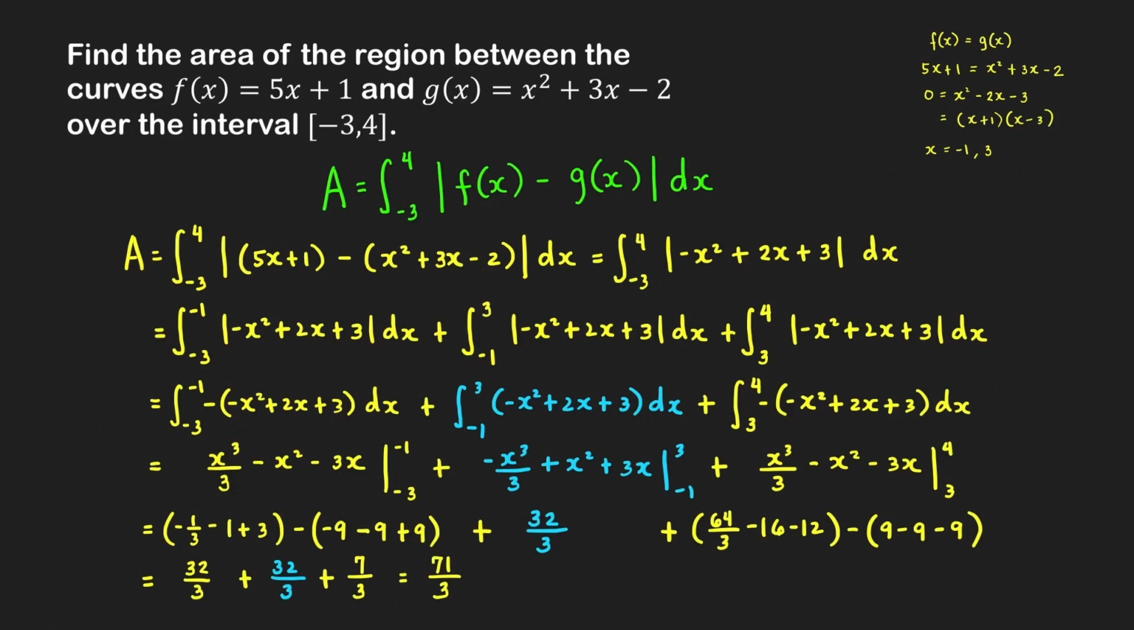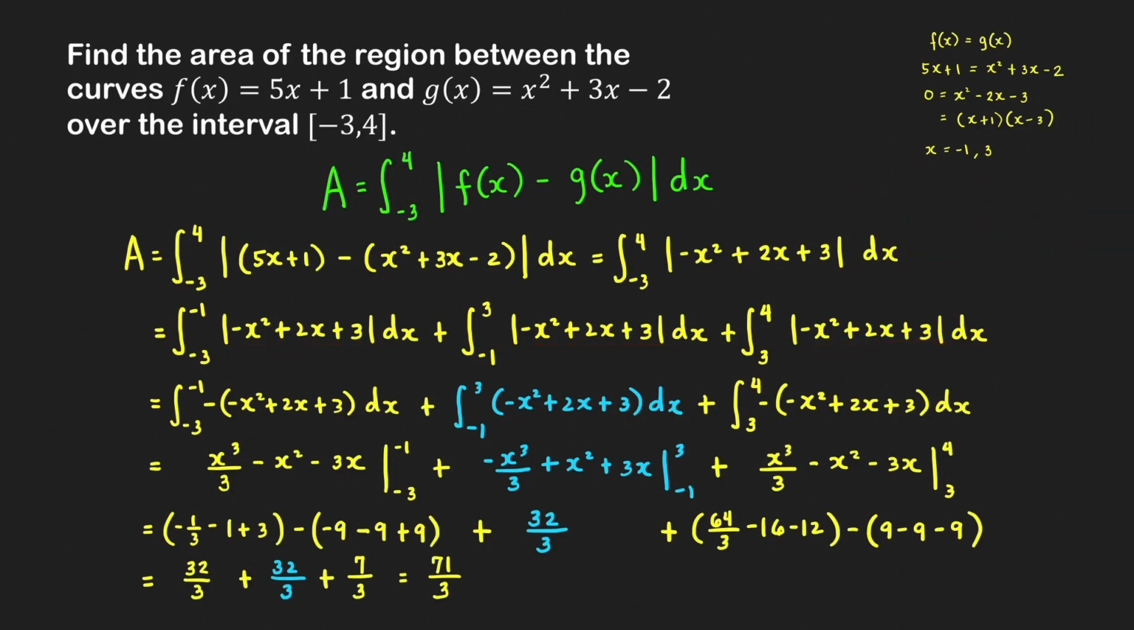Another way to determine the sign of this expression here is to draw a sign chart for -x² plus 2x plus 3. And you'll see that for the sign chart, the x values that will make it 0 are -1 and +3. And you'll see that the sign will be negative, positive, and negative.